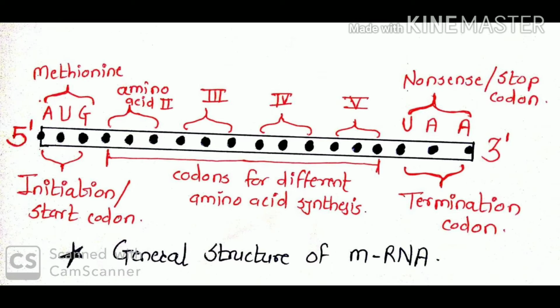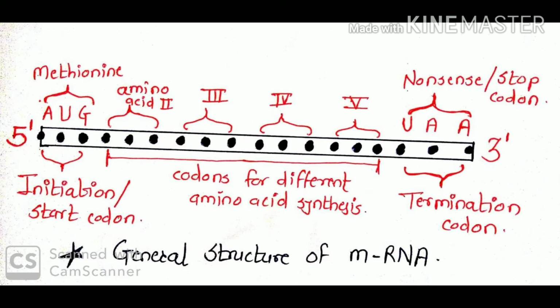Friends, in the present figure, we can observe the general structure of the mRNA. The codon present at the 5' end of the mRNA is called the start codon or initiation codon. It is usually AUG or sometimes it may be GUG. So AUG acts as a start codon and it also codes for the amino acid methionine. Friends, you should keep in mind that methionine is always the first amino acid added in any type of polypeptide chain.